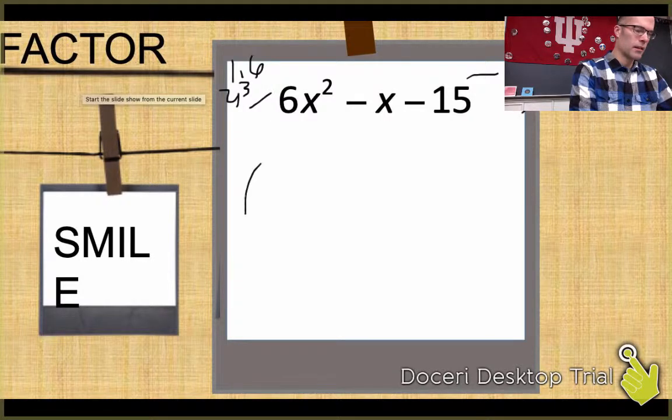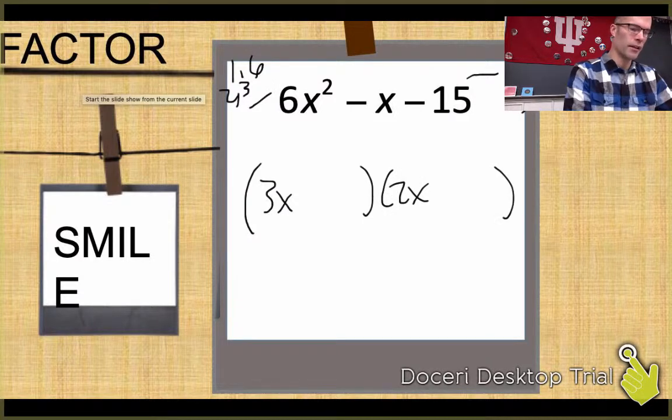So when I set this up here, I'm going to start with 2 and 3. So I'm going to put the 3x here, I'm going to put the 2x here. And then I've got to figure out, okay, well, let's see here. What do I need to do here to get a negative 1? Well, 1 and 15, I know if I multiply 3 or 2 by 15, that's going to be at least 30. So that's going to be pretty high. So I'm going to try 3 and 5.